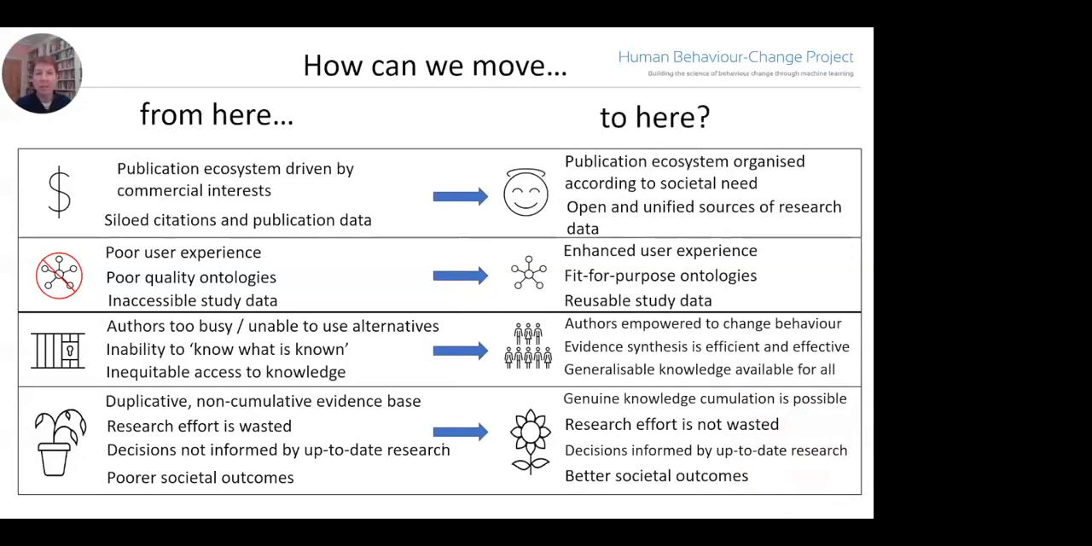So what we need is a publication ecosystem that's organised according to societal need, open and unified sources of research data, enhanced user experience, fit-for-purpose ontologies, and reusable study data. We also need to empower authors to change their behaviour, make evidence synthesis efficient and effective, and make generalizable knowledge available for all. And then finally we need to have research effort that's not wasted, decisions that are informed by good knowledge, and all of this will lead to better societal outcomes.